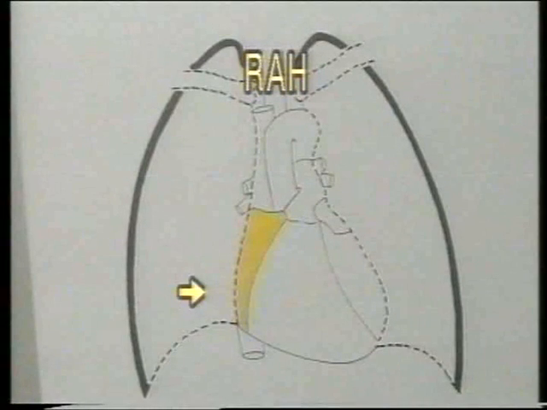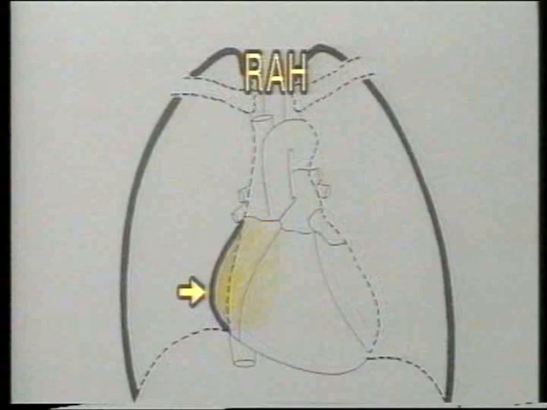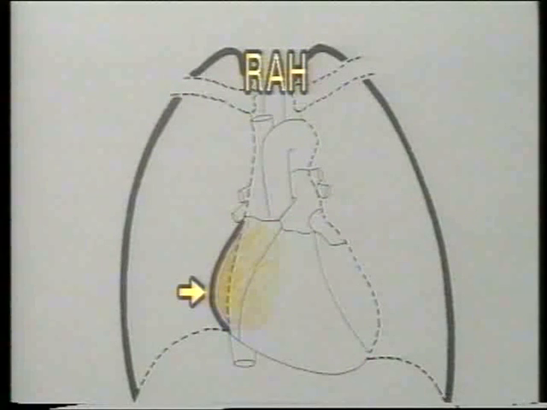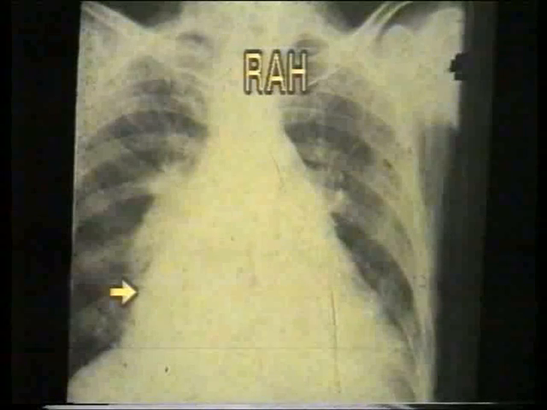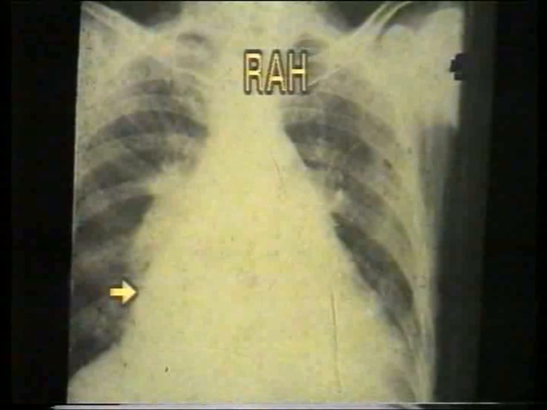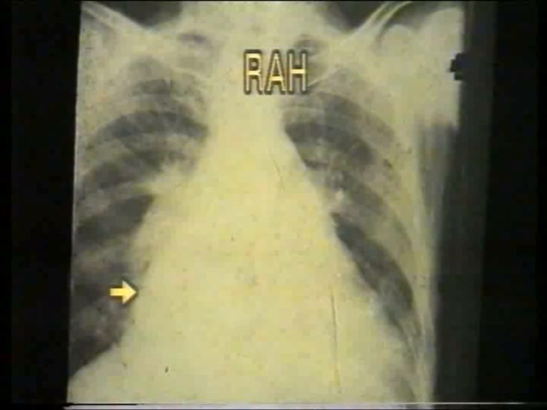Enlargement of the right atrium is seen as an enlargement of the right heart border bulging to the right of the spine. It is usually associated with right ventricular enlargement also. In this X-ray of cardiomegaly, note the enlargement of the right heart border to the right of the spine, indicating dilatation of the right atrium. This is right atrial hypertrophy.